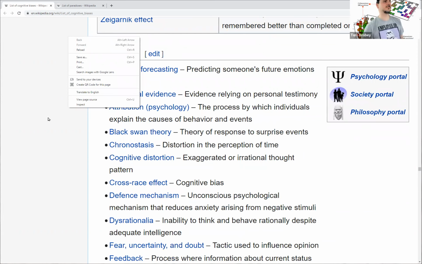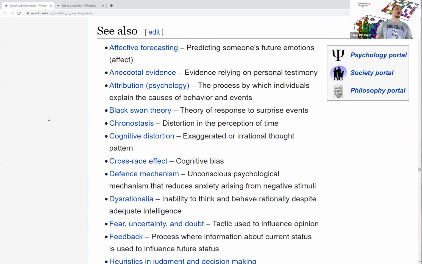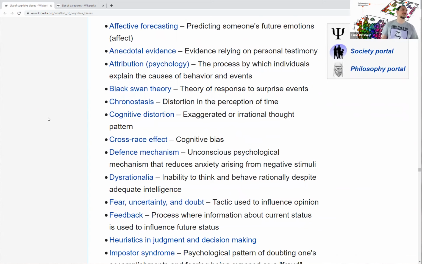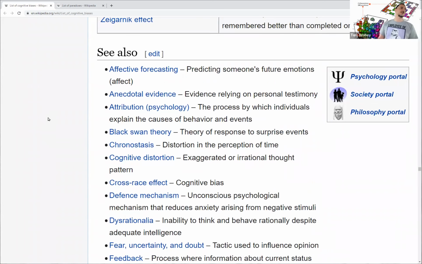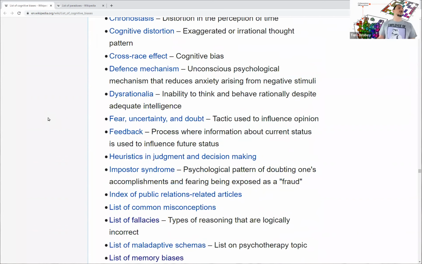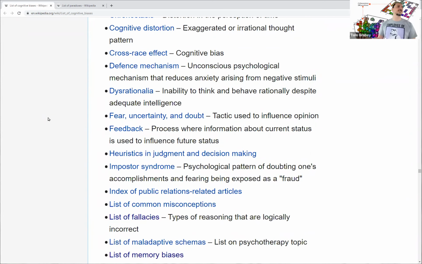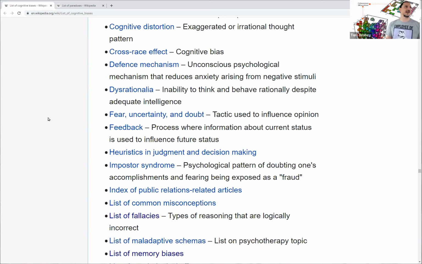Chronostasis, the distortion in the perception of time. Cognitive distortion, exaggerated, or these are actually pretty good ones. Cognitive distortion, exaggerated or irrational thought pattern. Anecdotal evidence, evidence relying on personal testimony. Cross-race effect, cognitive bias. A defense mechanism, unconscious psychological mechanism that reduces anxiety from negative stimuli.